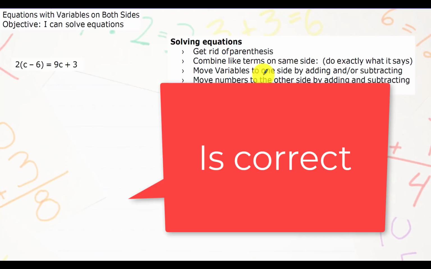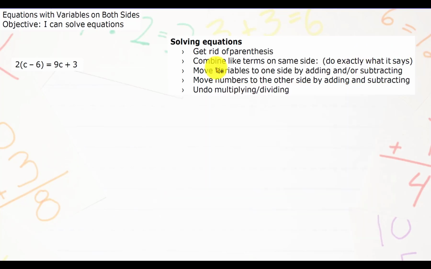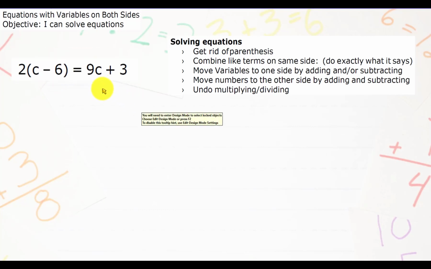Okay, next example, I have here 2 times the quantity c minus 6 equal to 9c plus 3. In this case, we have a parenthesis on the left side of our equation. So let's get rid of this parenthesis. We can do that by distributing our constant 2 to c minus 6. So right now, we are using our distributive property.